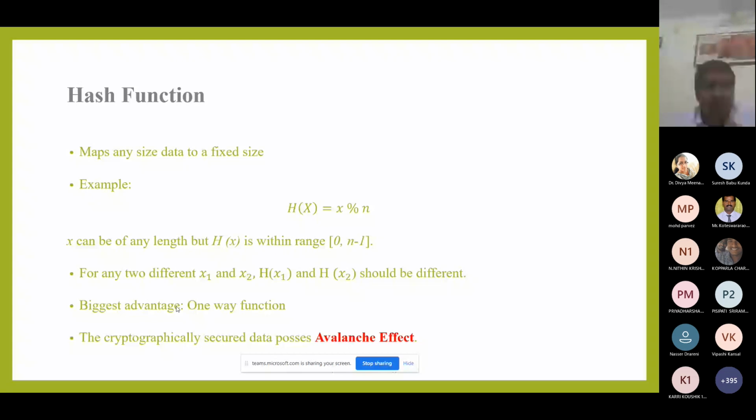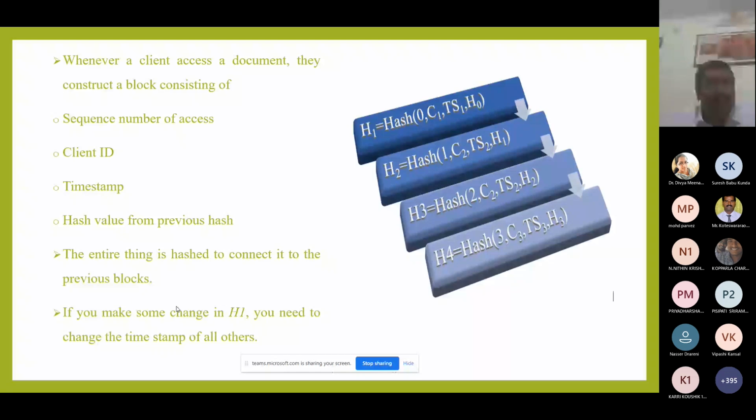So how do we calculate a hash? There are four things. Have a look: sequence number of the access, the client ID, the timestamp, and hash value of the previous block. So how is H1 calculated? We apply the hash function. Suppose here this hash function is a modulo function. We apply this hash function over these four items: client ID, sequence number of access, timestamp, and hash value of the previous block. We calculate this hash.